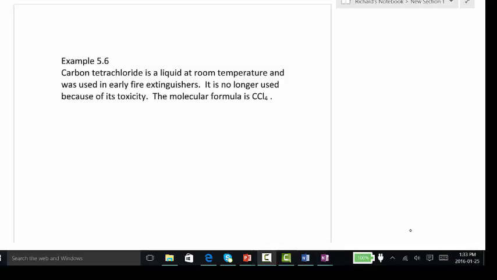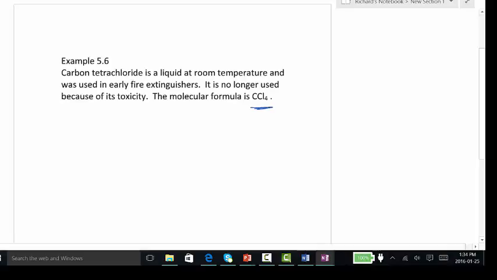Example 5.6. In this example, I will show how to draw a Lewis electron dot diagram for the compound carbon tetrachloride. This is a molecular compound made up of carbon and chlorine. Both carbon and chlorine are nonmetals, and to get started figuring out the Lewis electron dot diagram for this, I'm going to determine how many valence electrons are available for the bonding in this compound.